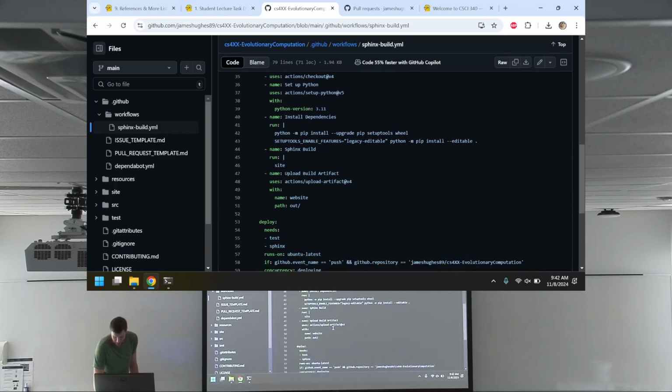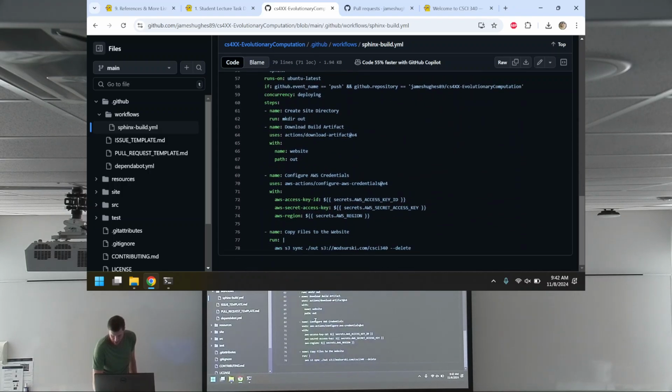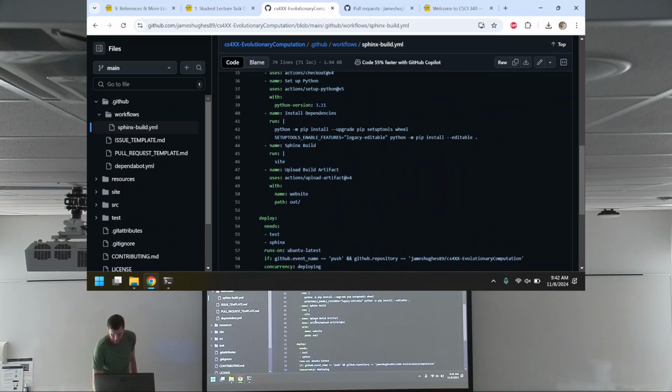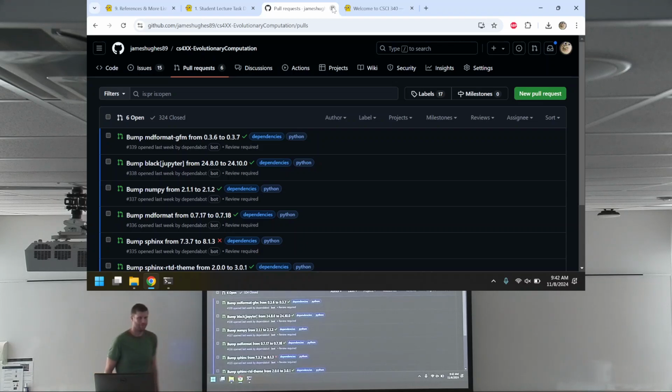Install dependencies. Sphinx site. Sphinx build. I must have that actually already. I must have a script that exists, like I saved it as that. But nevertheless, that's how it builds it on GitHub. Cool.